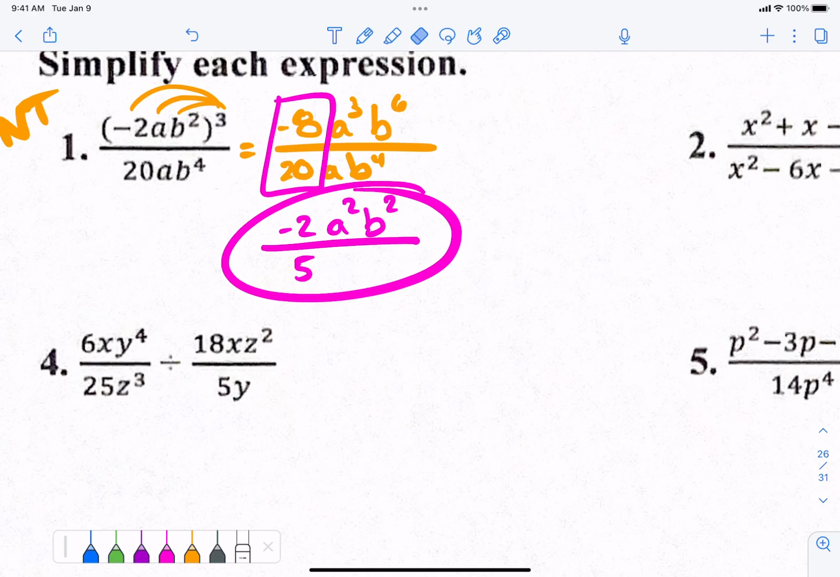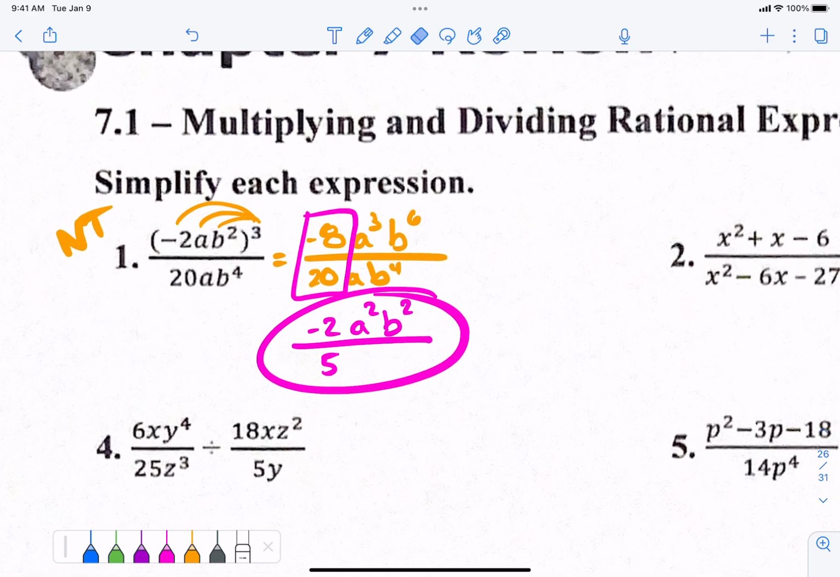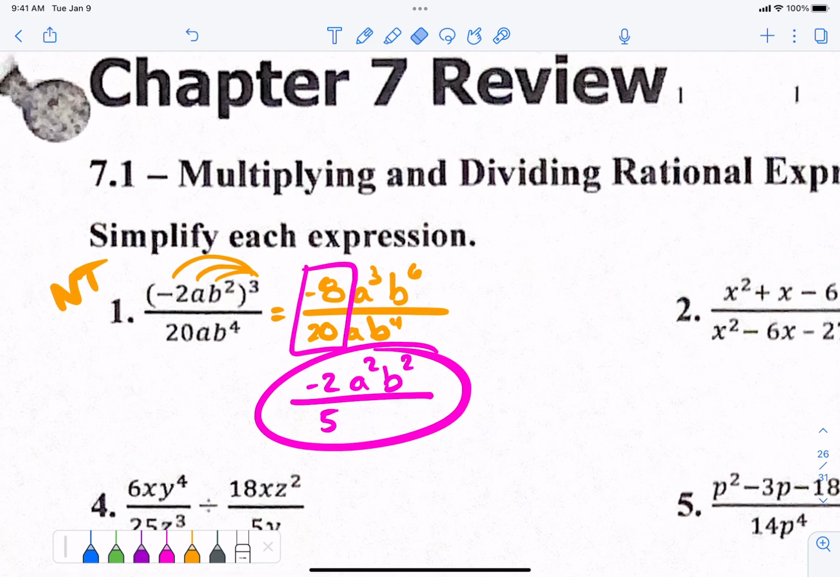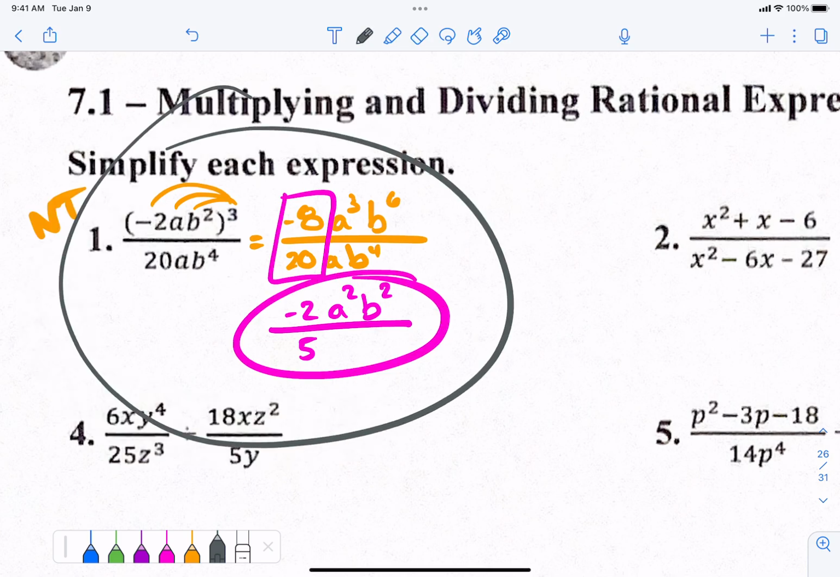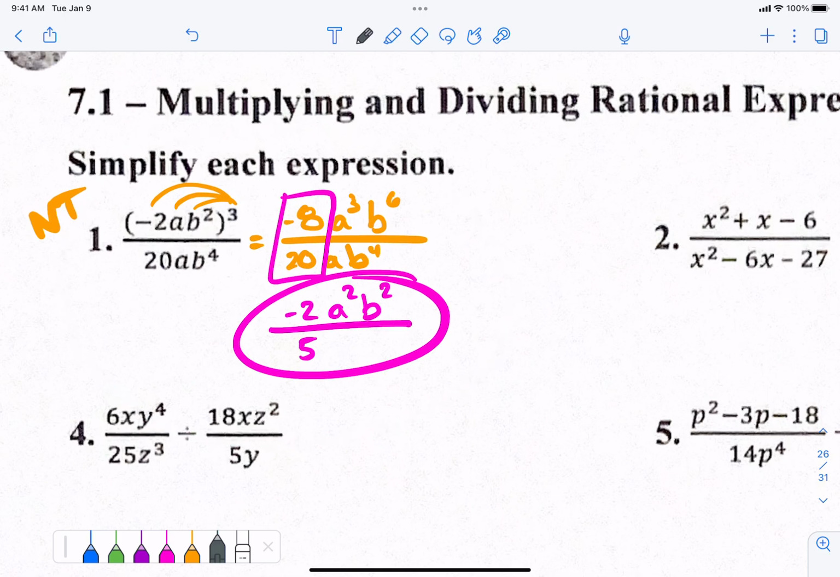Okay, hey guys, this is the chapter 7 review. We started doing number 1 and we got through number 1 before I realized I wasn't recording. So, number 1, look through my work. If you need to pause on this, look through my work and see, but that's what we got for an answer, the one that's circled on the bottom.